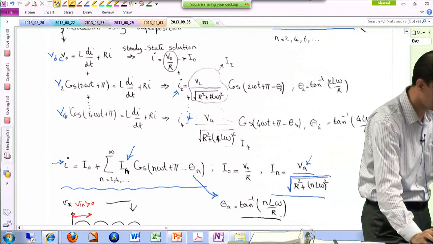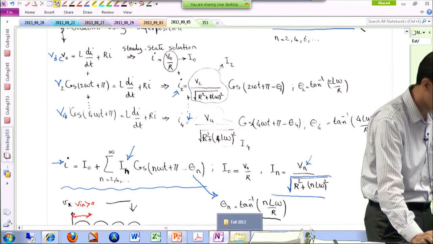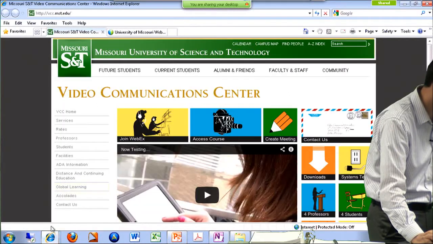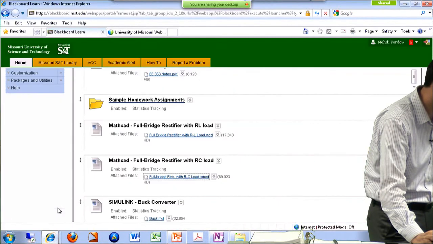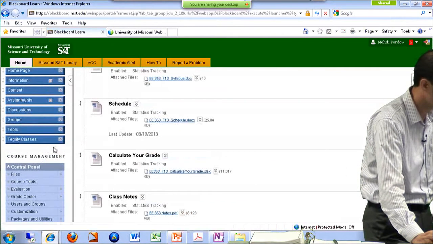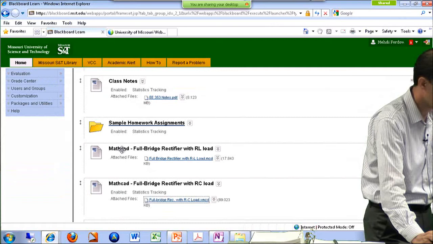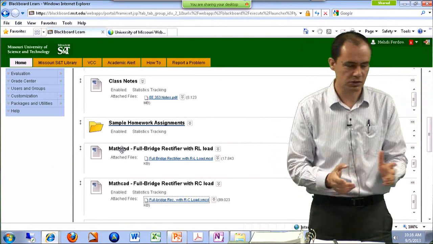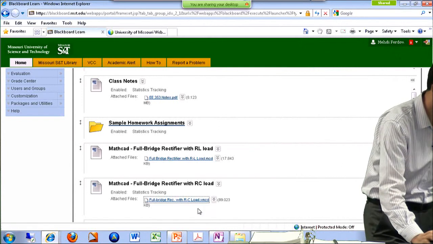Now, I have a Mathcad file. It's already on Blackboard. I was trying to download it from Blackboard, but I was not successful. Please let me know if you have difficulties downloading it. But anyway, under content, here it is, Mathcad full bridge rectifier with RL load. This is the file I'm talking about. It's a Mathcad file.